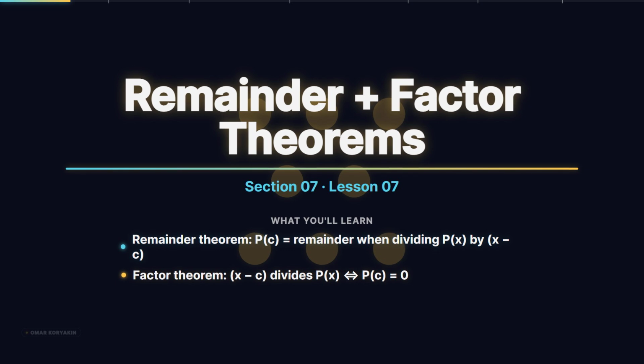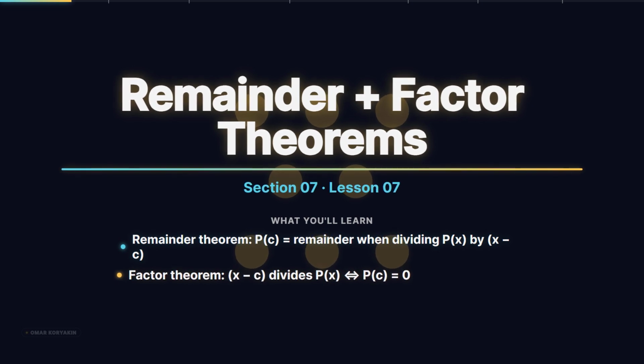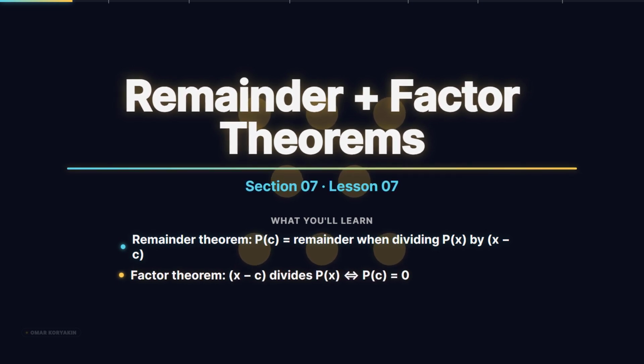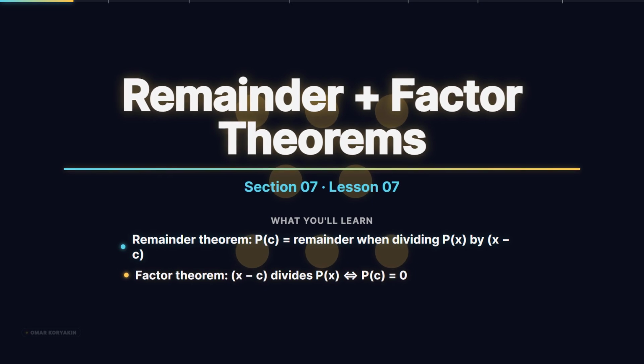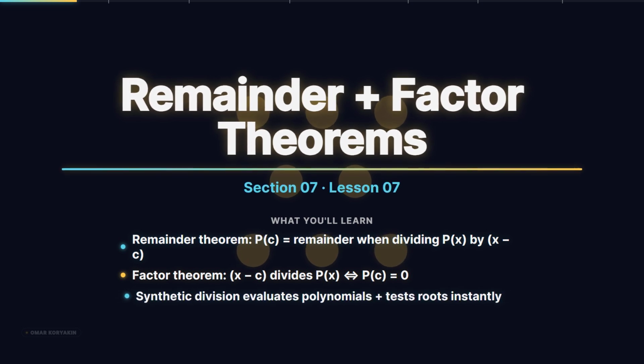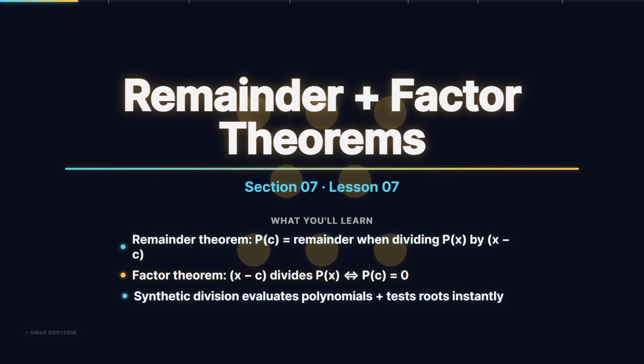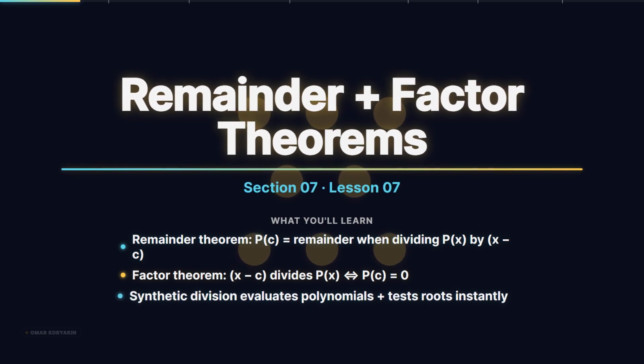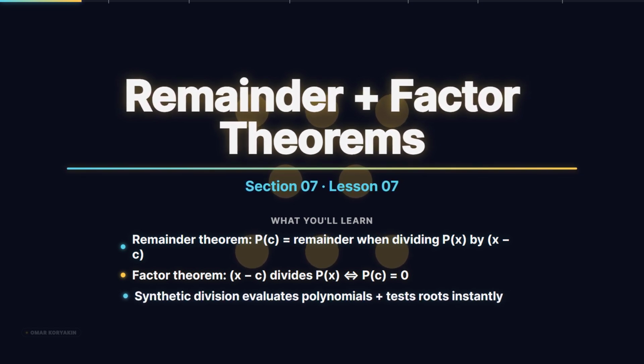By the remainder theorem, the remainder equals p of c, so p of c equals 0. Conversely, if p of c equals 0, then by the remainder theorem the remainder of dividing p by x minus c is 0, which means x minus c divides p exactly, which means x minus c is a factor. The two-way implication is the factor theorem.